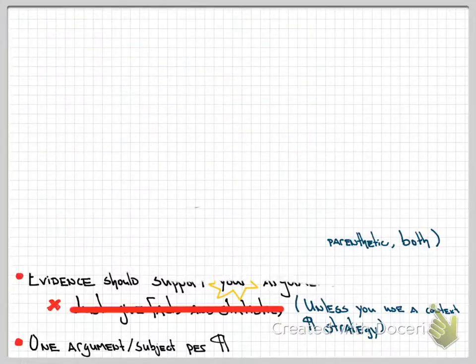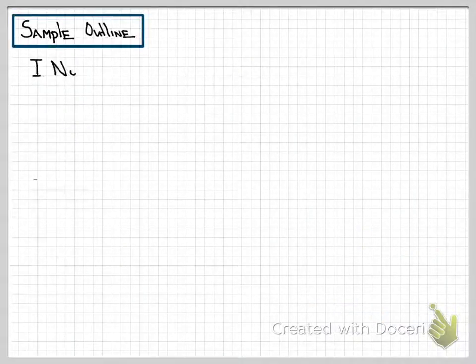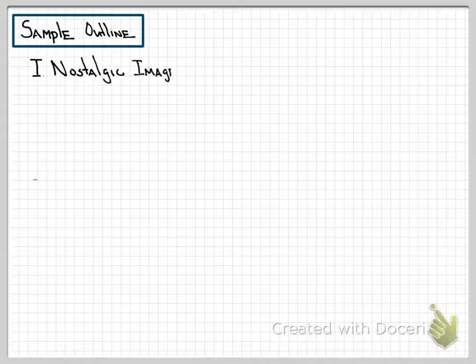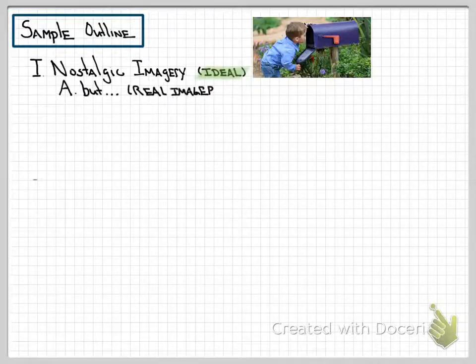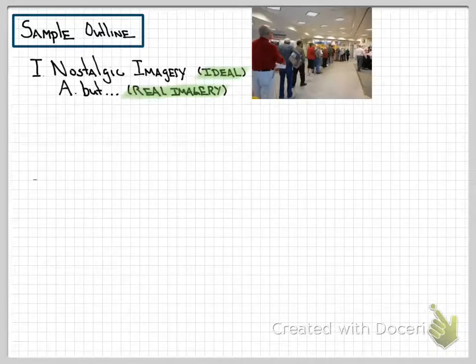Alright, let me give you a sample outline now. Start with that imagery I suggested. Stir nostalgia by describing a happy child getting a letter in the mail. Be sure that you show rather than tell. Then you could give a hard transition into reality, long lines, uncomfortable government spaces, and the convenience of email instead.